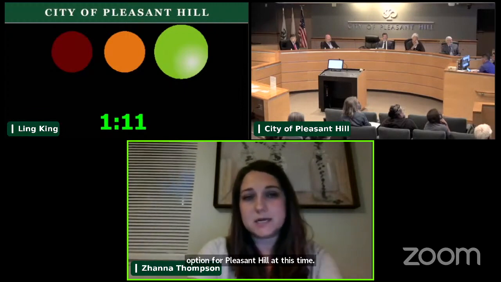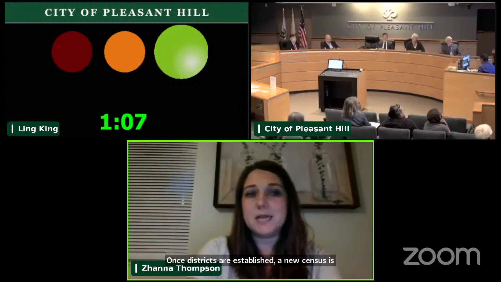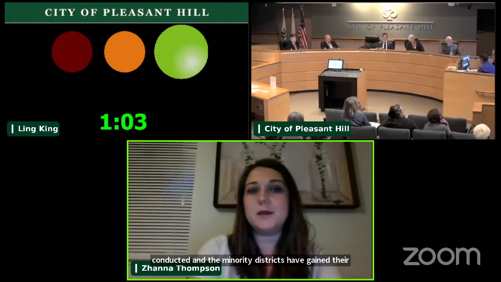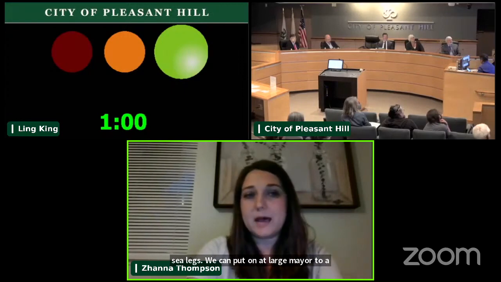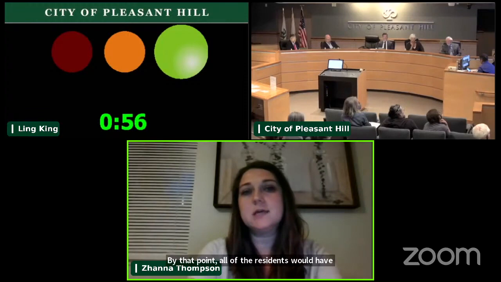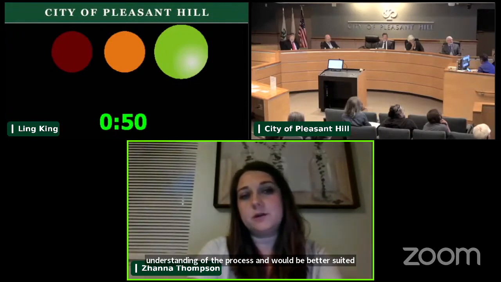Once districts are established, a new census is conducted, and the minority districts have gained their sea legs, we can put an at-large mayor to a vote by the people of Pleasant Hill. By that point, all of the residents would have participated in district elections and have a better understanding of the process and would be better suited to make an informed decision with their vote.